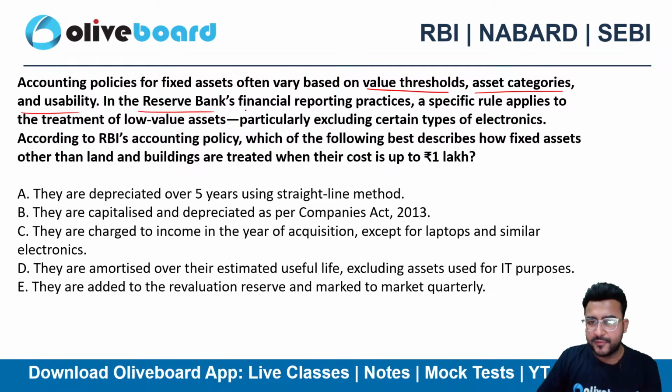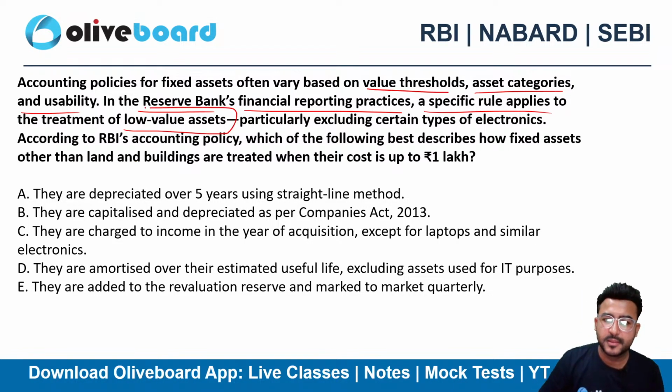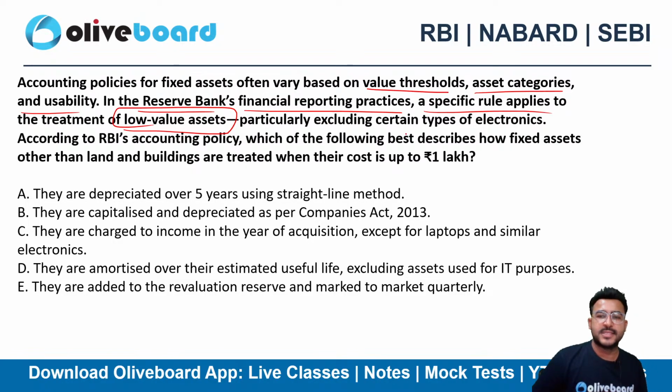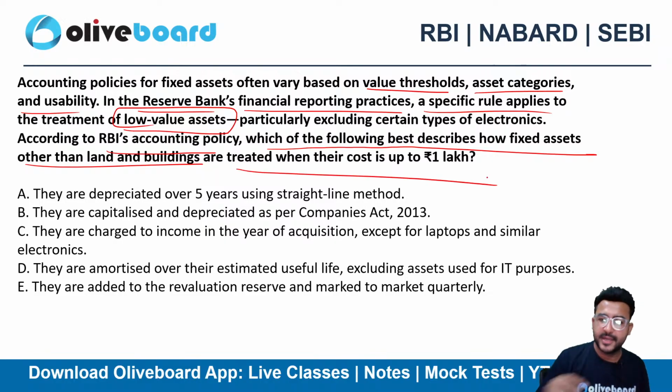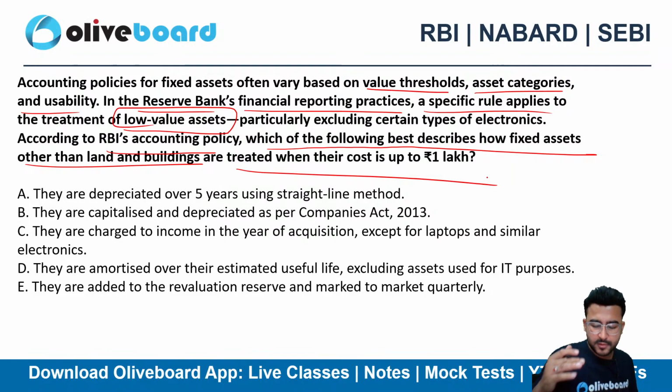In the Reserve Bank of India's financial reporting practices, a specific rule applies to the treatment of low value asset, particularly excluding certain types of electronics. According to the RBI's accounting policy, which of the following best describes how the fixed assets other than the land and building are treated when their cost is up to 1 lakh rupees? Look, 1 lakh rupee is a big amount for us. For RBI, it's not at all a big amount. It's not at all a material amount even, right?